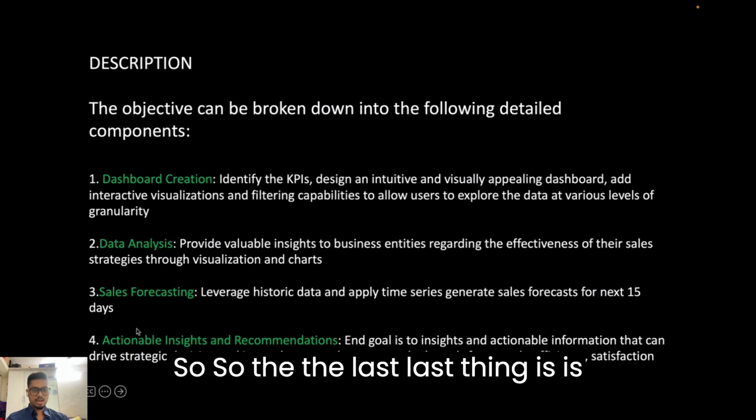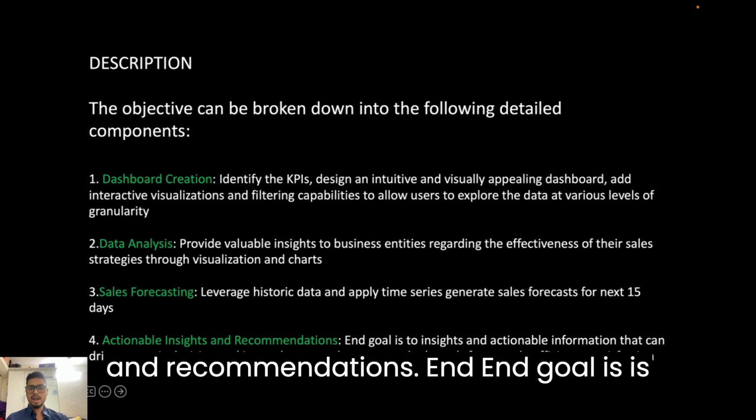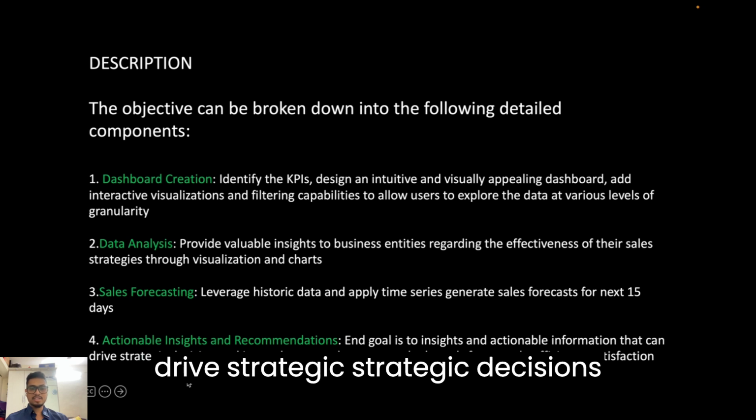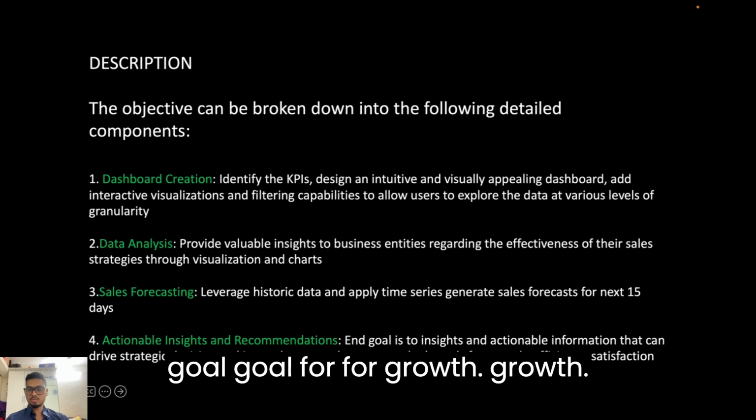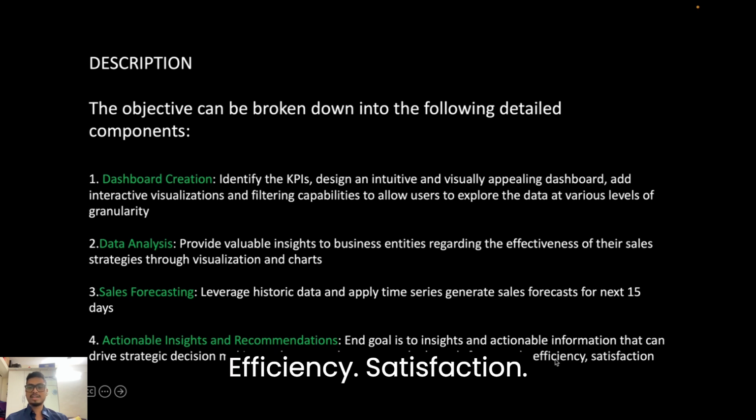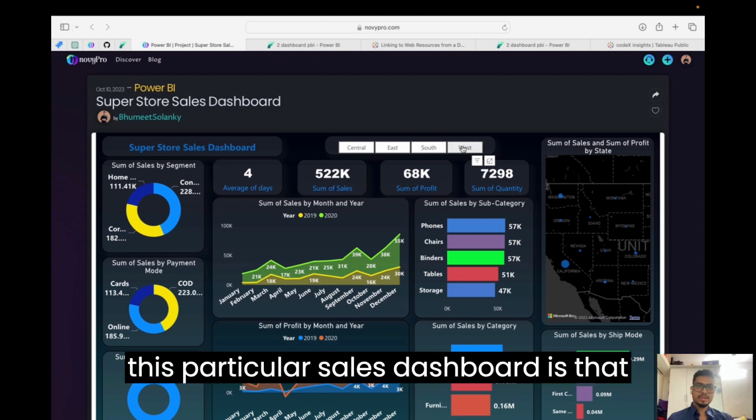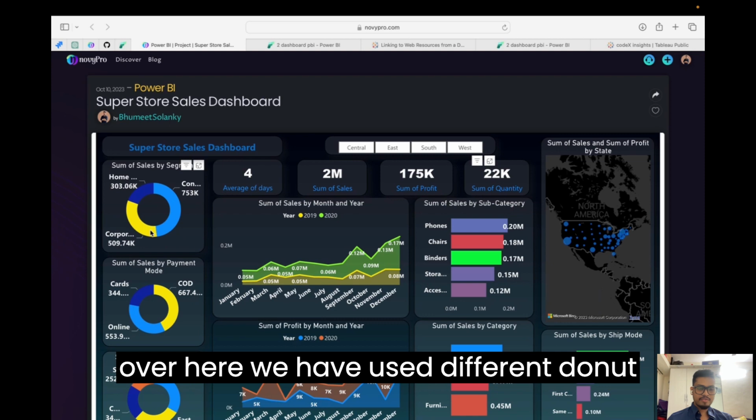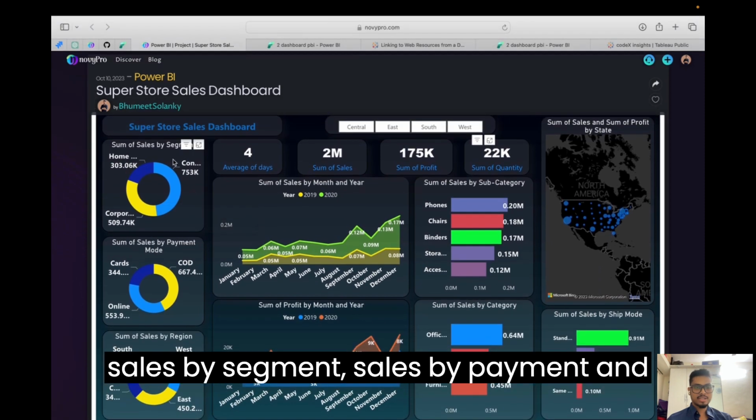So the last thing is actionable insights and recommendations. The end goal is to provide insights and actionable information that can drive strategic decision making and support the supermarket's goal for growth, efficiency, and satisfaction. The insights which we get from this particular sales dashboard are that, see, over here we have used different donut charts, such as sales by segment, sales by payment, and sales by region.